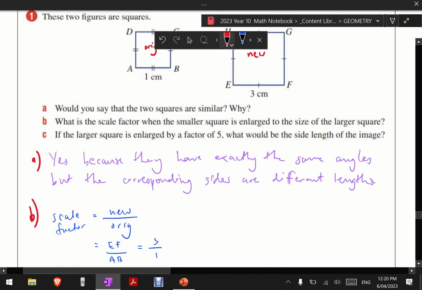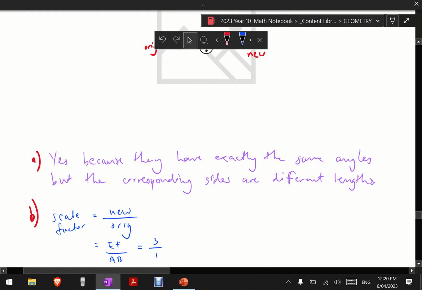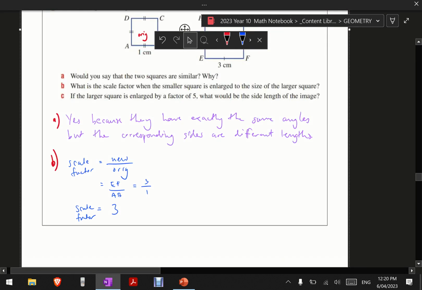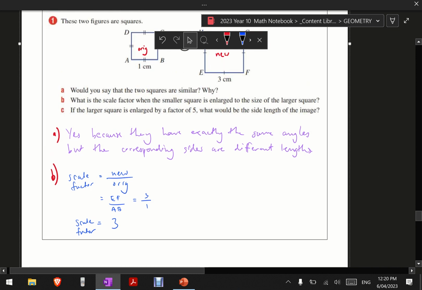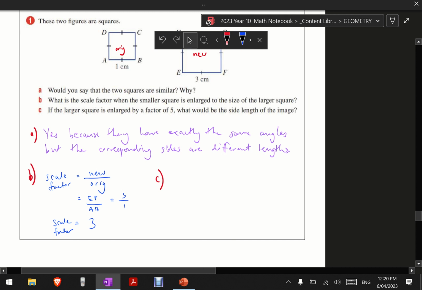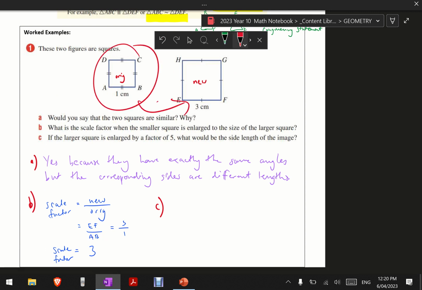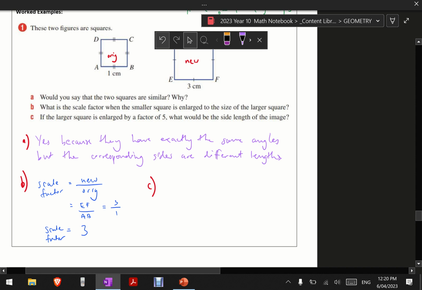Question C. If the largest square is enlarged by a factor of 5, what would the side length of the image be? Let's say the largest square now has a scale factor of 5. Instead of a scale factor of 3, which means to get from here to here you multiply by 3 because it's 3 times as large, for question C we're going to see what happens if it's multiplied by a factor of 5. So what's the new side length of the image?